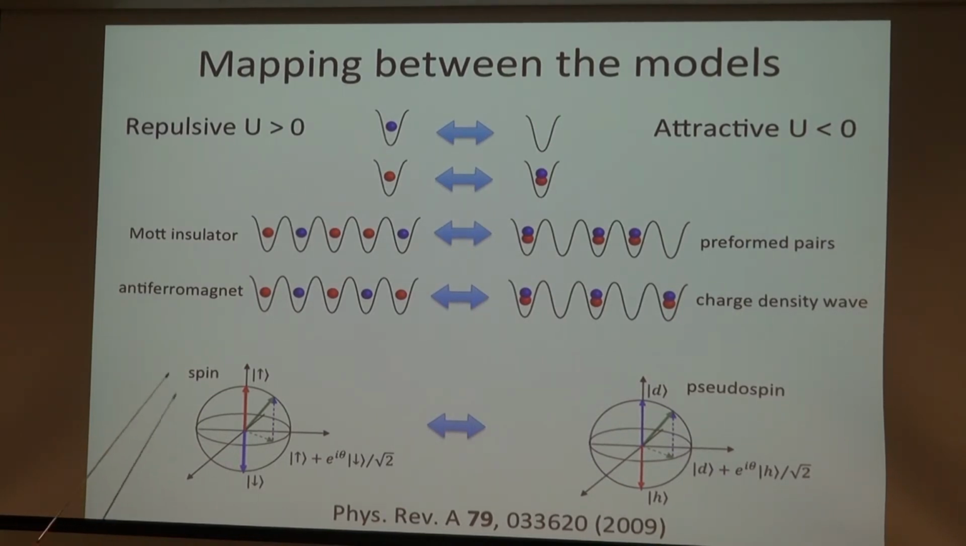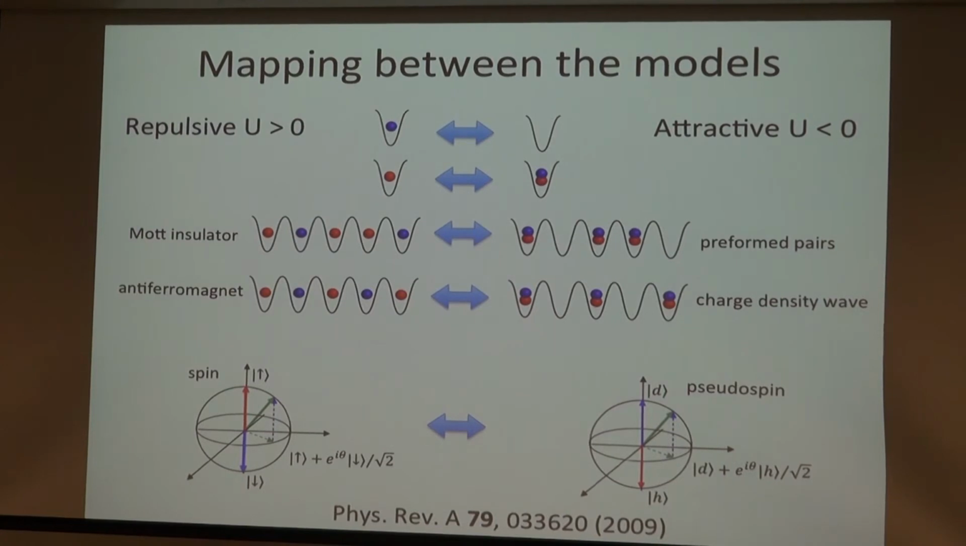So for example, the Mott insulator maps to preformed pairs. The antiferromagnet in the first story has two kinds of spin correlations. We can have correlations along the field or orthogonal to it. Here in the attractive case, the equivalent things are pairing correlations mapped to the XY antiferromagnet, while the charge density wave maps to the Z correlations of the antiferromagnet.